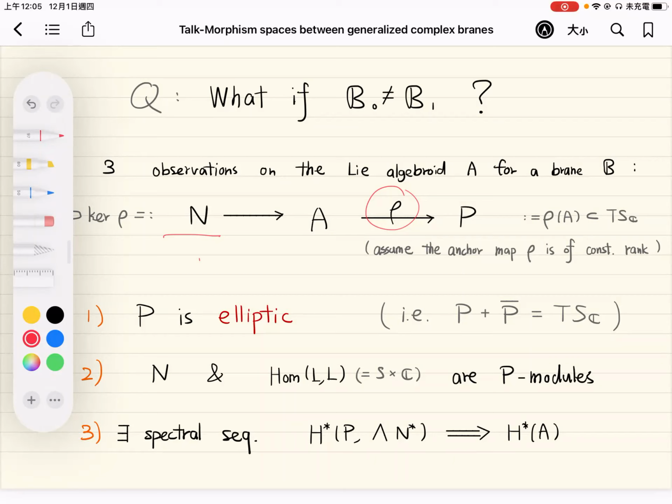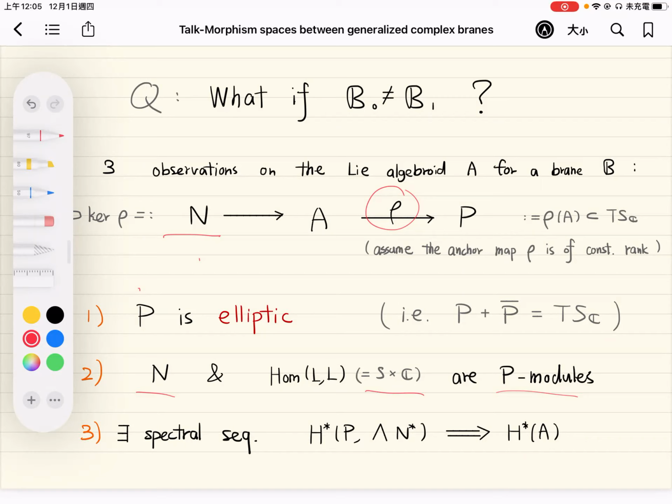Another observation is that N is a P module. That means that we can find a flat P connection acting on the bundle N. And also, of course, the trivial bundle has a trivial flat connection. When restricted to P, you get a flat P connection. So the trivial bundle is also a P module, but we can also rewrite the trivial bundle as the Hom from L to L, where L is the line bundle associated to a brane B here.